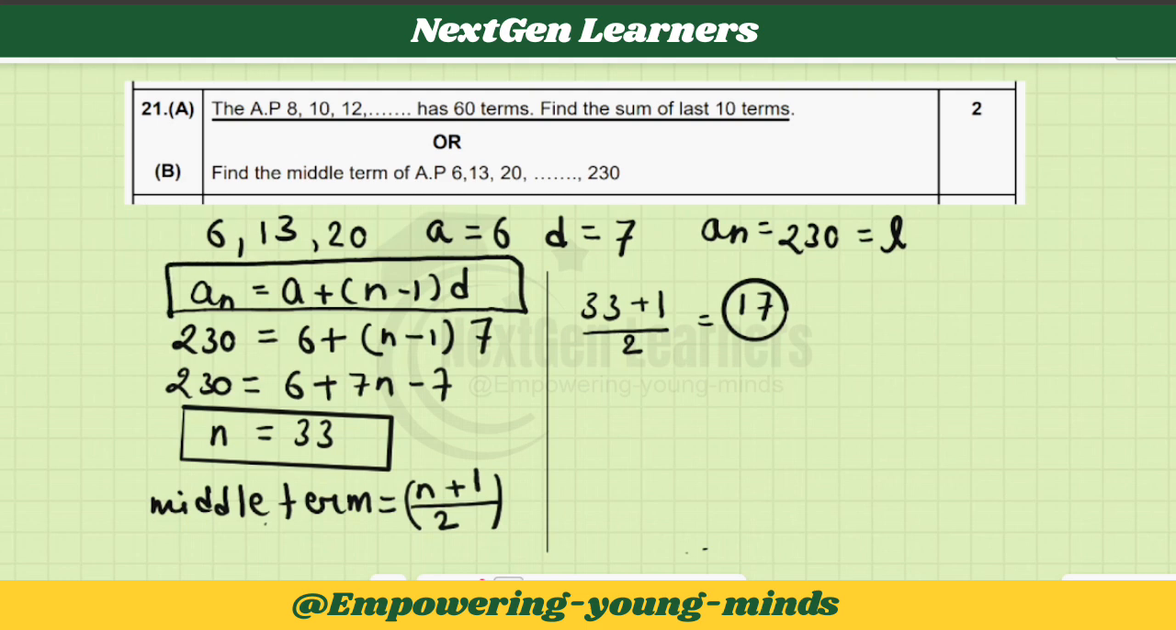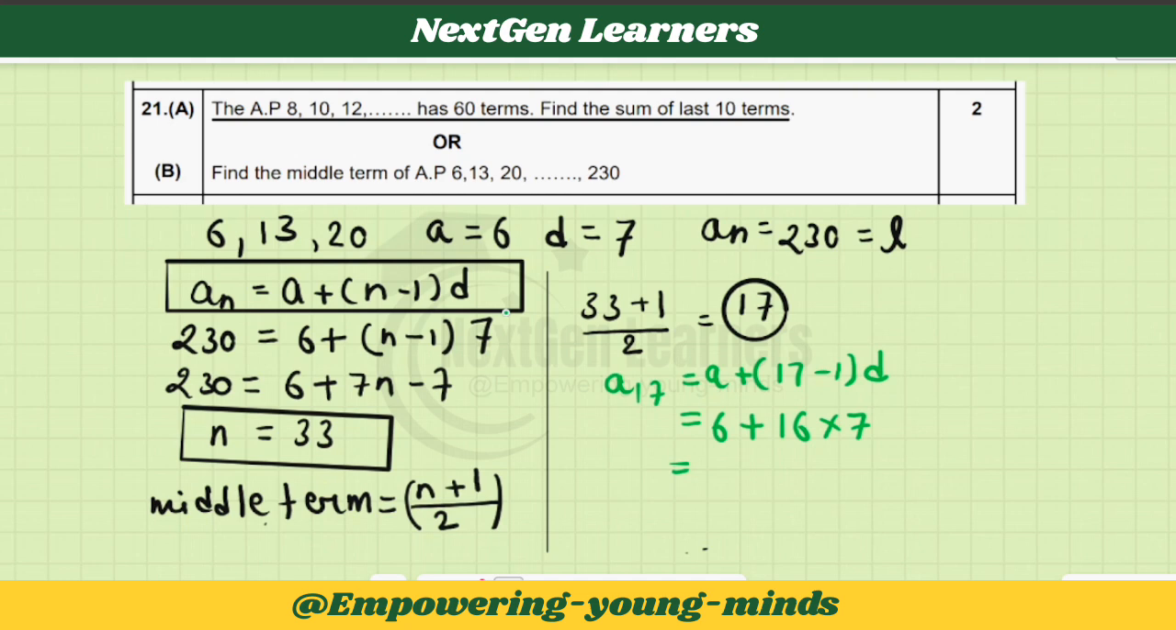If I use this formula to find the 17th term, I'll use a17 is equal to a plus (17 minus 1) into d. Now put all the values. So a is given as 6 plus (17 minus 1), which is 16, multiplied by d, which is given as 7. If I calculate this, I'll find my a17 value as 118.